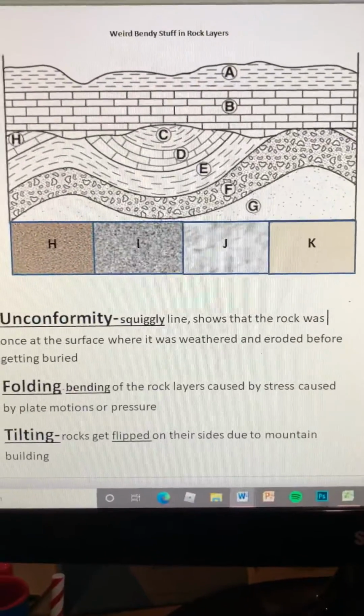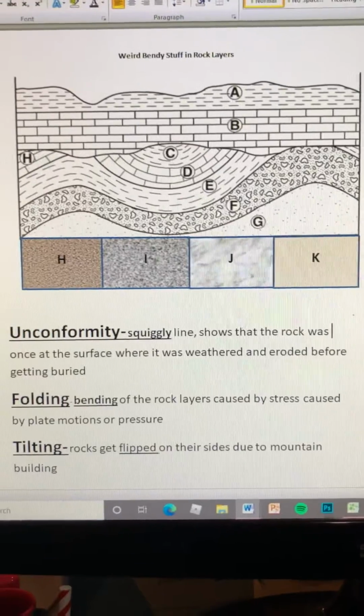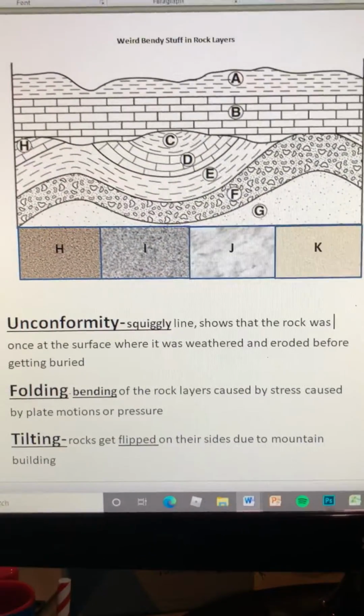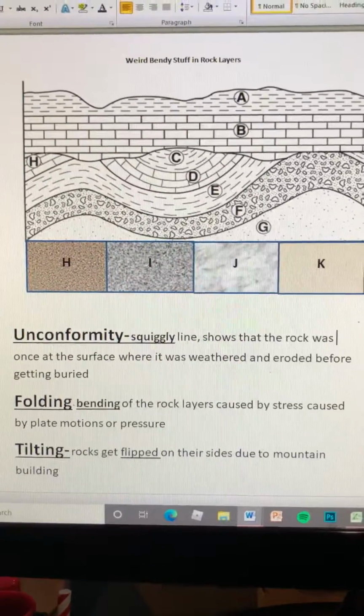Good morning, guys. Today we're going to talk about the weird bendy stuff in rock layers. Now, there's three things that can happen to rock layers that kind of involve bending. And the first one you can kind of see happening here.